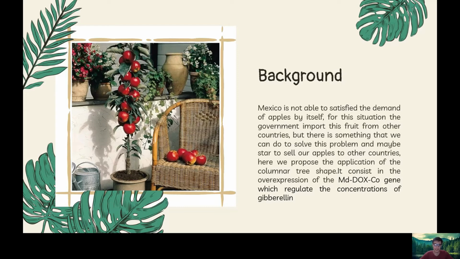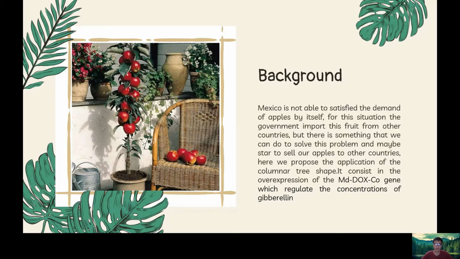This is done by genetic modification, and it consists in the overexpression of the MD-DOX-CoA gene, which regulates the concentrations of gibberellin. Gibberellin is a hormone that regulates the level of ramifications of the trees and plants in general.